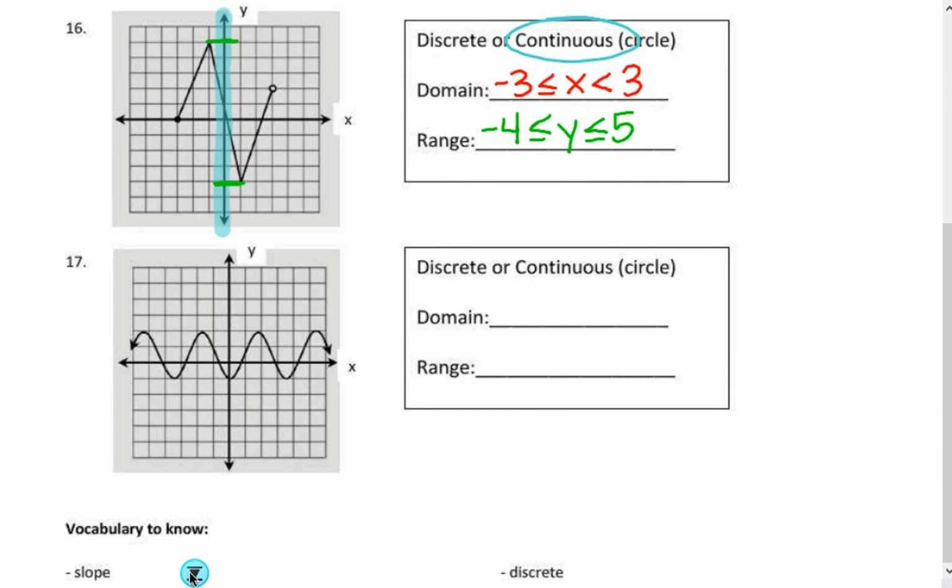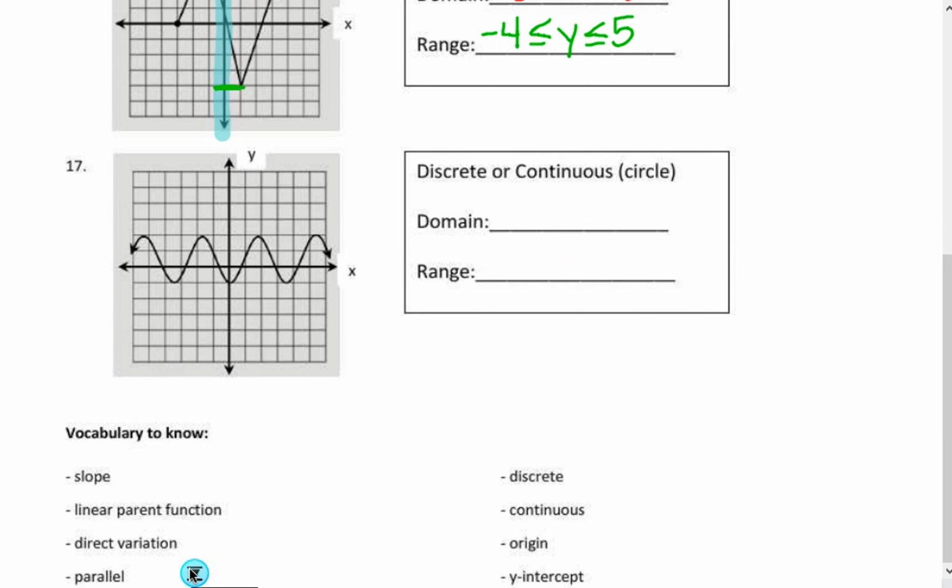Okay, number 17, you're going to have a special case. I'll tell you just the domain. You can mark up your y-axis, but for the domain, if you notice, it's going to extend forever and ever to the left and forever and ever to the right. So your domain here should be all real numbers.